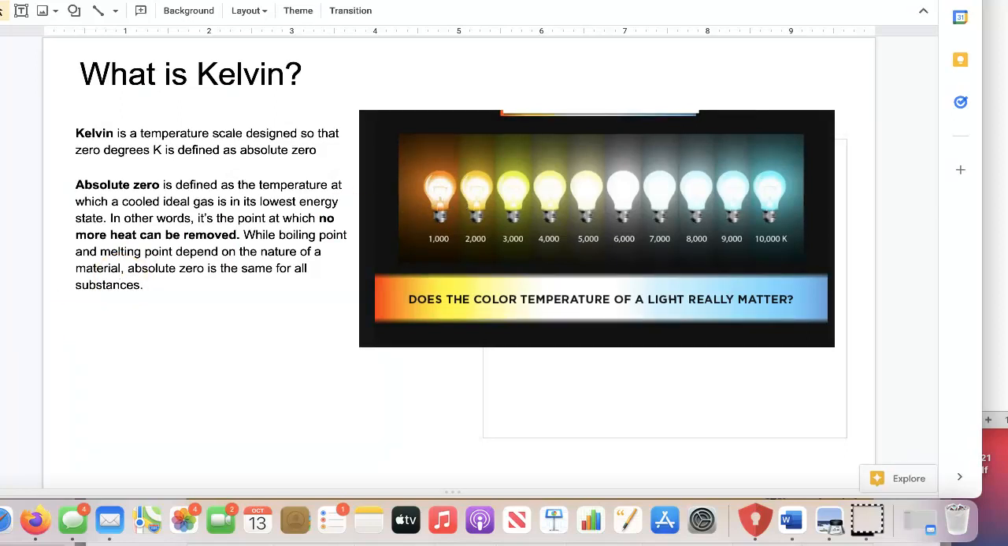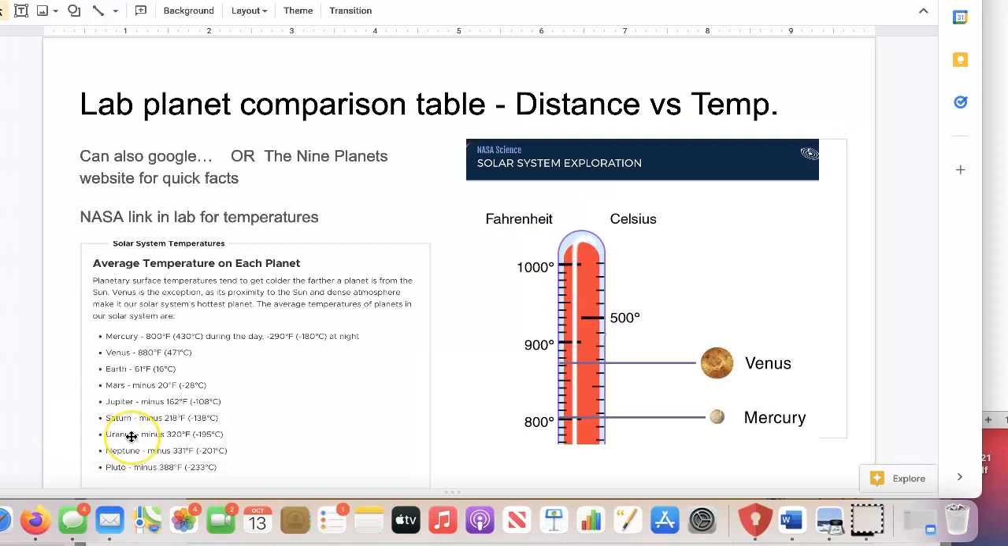Okay, so let's keep going on for the lab. You're going to be asked to fill out a table, and you're going to look at the distance from the sun versus the temperature of these different worlds or planets. And I have some different links for you. You can just Google if you want to fill out this table. Here, I'll see if I can find the table.